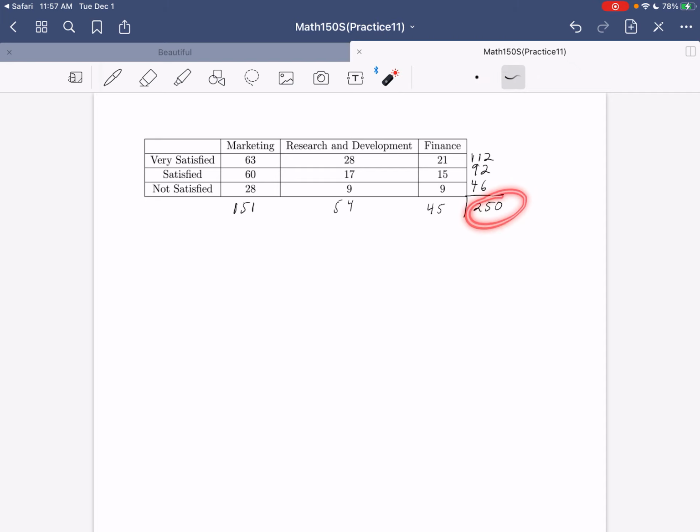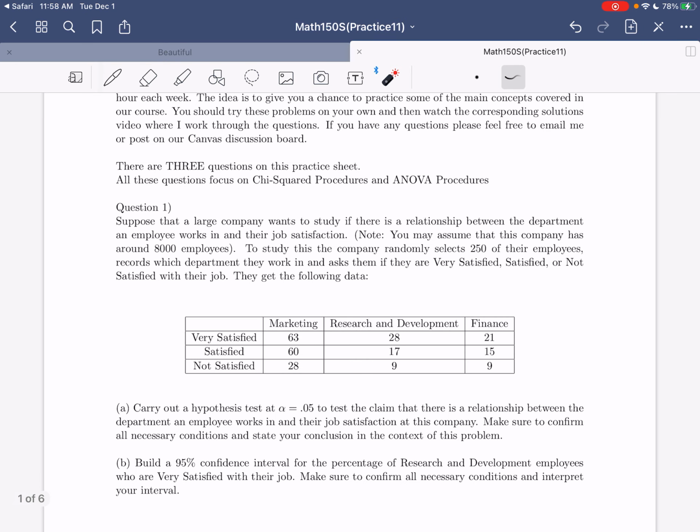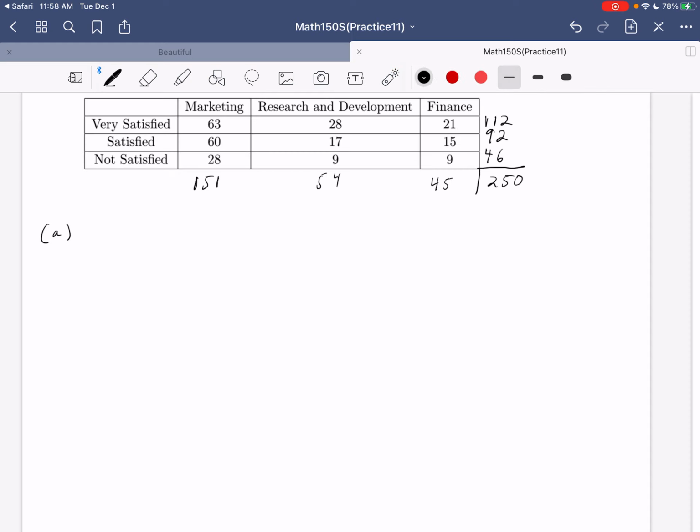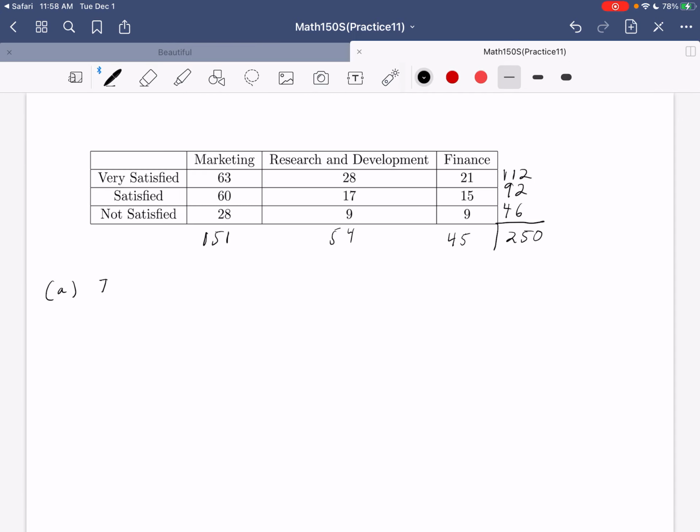Now, this 250 should not come as a surprise to us because remember the table total always corresponds to the sample size. And if we look back at the question, it did mention that we randomly selected 250 of their employees. So of course, the table total was going to come out as 250. All right, now that we have that, we can actually start into our hypothesis test. So like we said, the fact that we have this 2-way table is telling us that we're going to be using a chi-squared independence and homogeneity. Now, there are some other indicators.